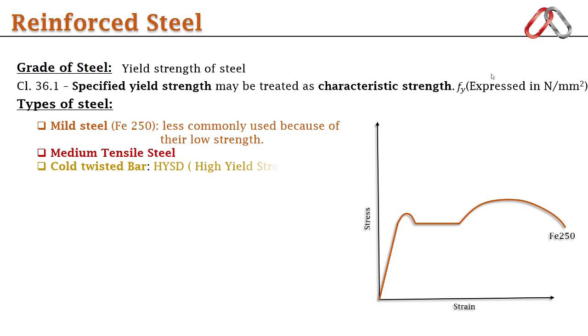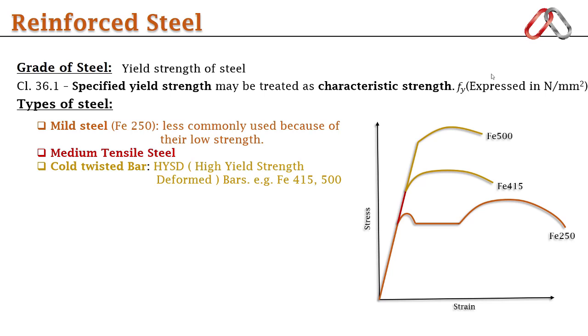And another important one is the cold twisted bar, also known as HYSD bar, high yield strength deformed bar. These are the most commonly used bars, and you will find these bars in most design problems. And these bars have a very high strength. Fe415 and Fe500 are some types of cold twisted bar we use in structural designing.